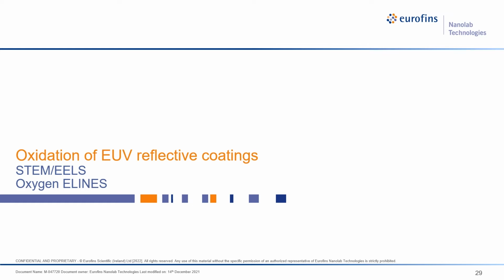This usually includes the substrate quality, layer thickness, interface roughness, interface quality, and so on. And in many cases, a capping layer is needed for good surface termination and resistance against contamination, such as oxidation. So here I will discuss a case study to show how STEM and EELS can be used to help analyze oxidation of the capping layer in EUV multi-layer reflective coatings.